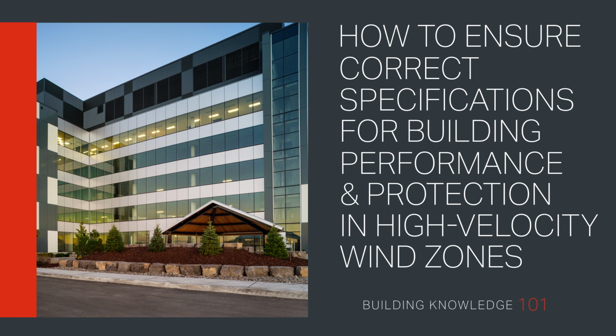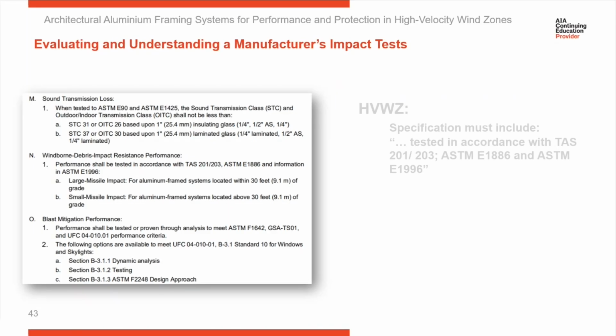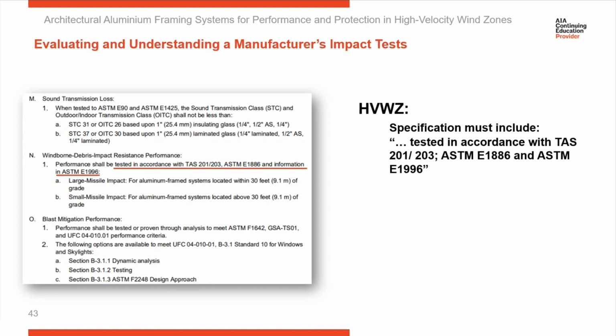In this video, we explain how to ensure the correct specifications for building performance and protection in high velocity wind zones, including evaluating and understanding manufacturers' impact tests and installation instructions. So getting the specification correct is critical to making sure that your subcontractors know what to provide on your projects.